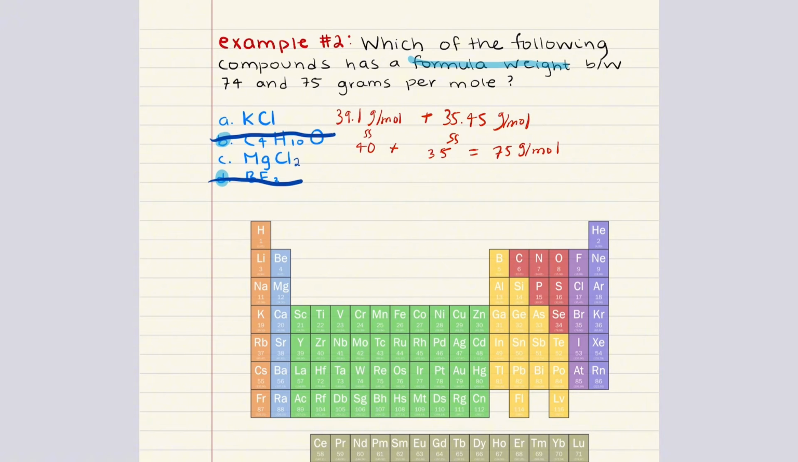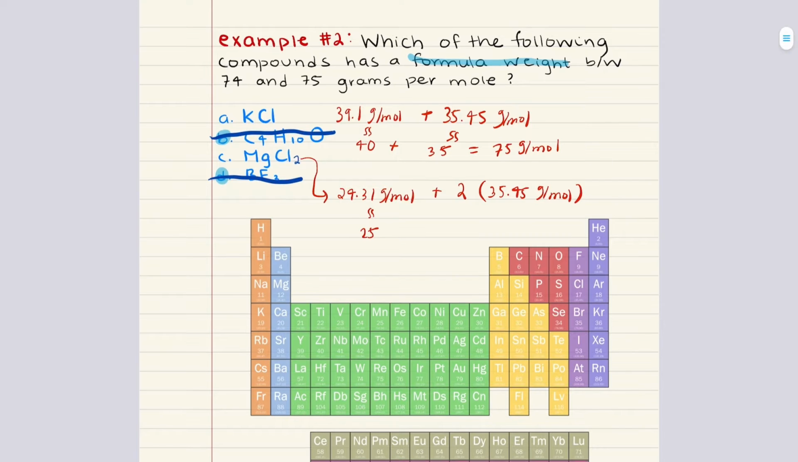That's for potassium chloride. What about for magnesium chloride? Magnesium has an atomic weight of 24.31 grams per mole, and chlorine has an atomic weight of 35.45 grams per mole, and we have 2 chlorine atoms, so that is going to be multiplied by 2. Now we can do some approximating here. 24 can be rounded up to 25 plus 2 multiplied by 35. So what we have essentially here is 25 plus 70, which gets us 95 grams per mole.